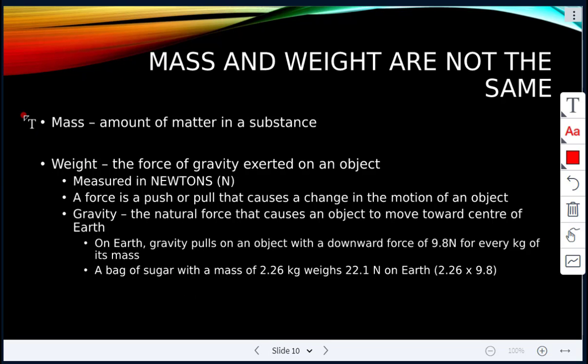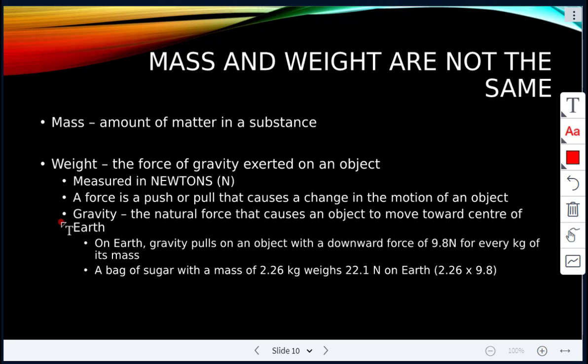All right, so again, mass is not the same as weight. Mass is the amount of matter in a substance. Weight is the force of gravity exerted on an object. Mass is measured in kilograms or grams. Weight is measured in newtons, capital N, because it depends on the force of gravity exerted on an object. A force is a push or pull that causes a change in the motion of an object, and gravity is that natural force that causes an object to move towards the center of Earth.